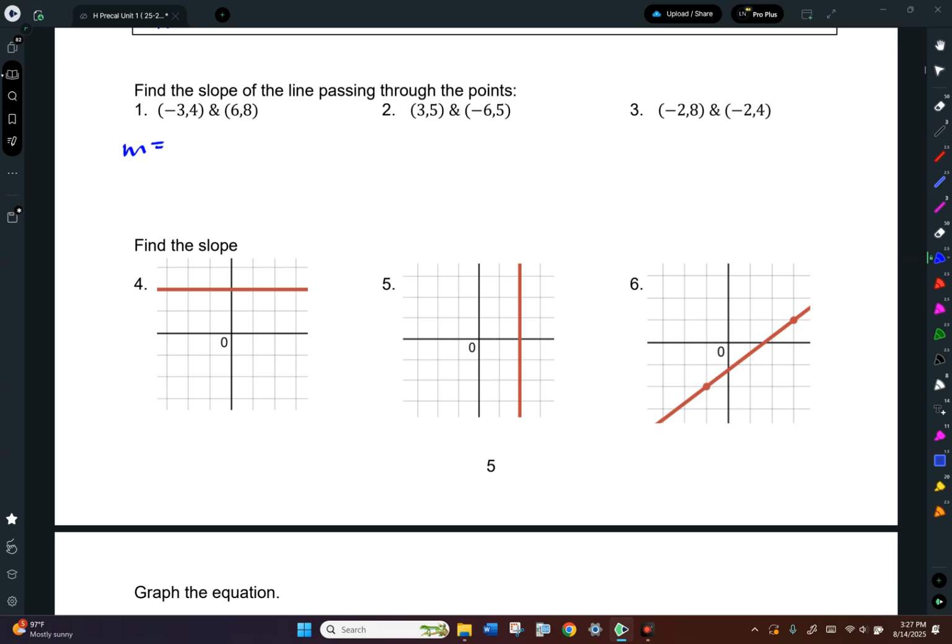Okay, so on top, 8 minus 4. On the bottom, 6 minus negative 3. My slope is 4/9. Okay, number 2, my slope is on top, 5 minus 5. On bottom, negative 6 minus 3.